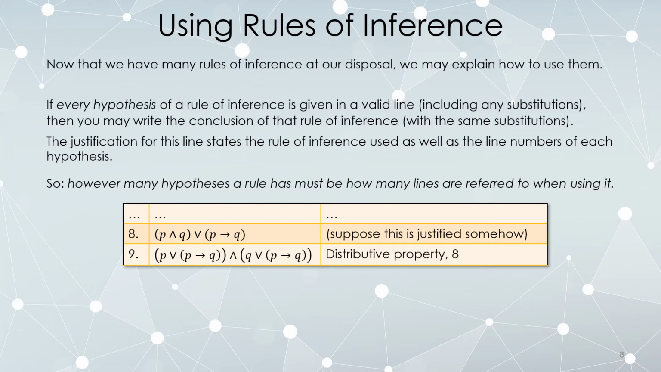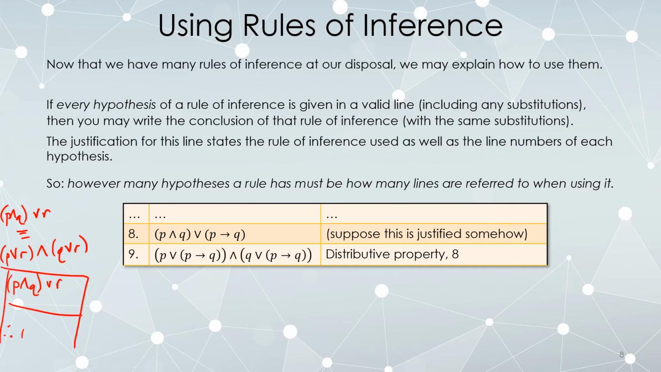Now in line 8, let's just pretend that that line was somehow justified. In line 9, we are supposedly using the distributive property on line 8. Now there were a bunch of things that were called distributive property, but one of them was the following. P and (Q or R) is equivalent to (P or R) and (Q or R). So if I write that as a rule of inference, I could say the following. P and (Q or R), therefore, (P or R) and (Q or R).